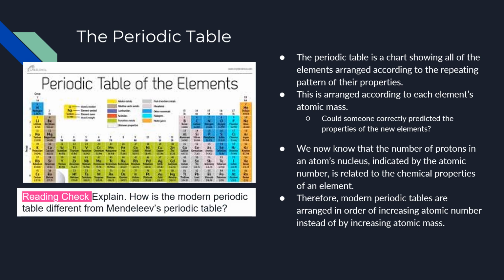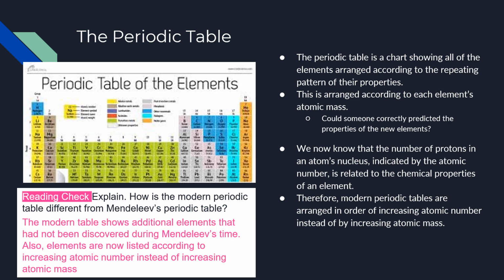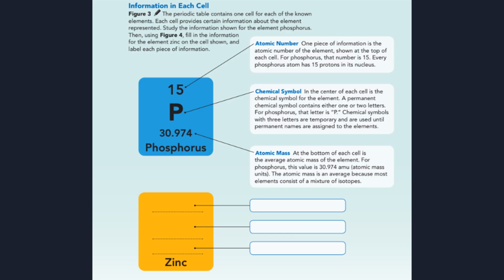So, we need to do a reading check. Explain, how is the modern periodic table different from Mendeleev's periodic table? The modern table shows additional elements that had not been discovered during Mendeleev's time. Also, elements are now listed according to increasing atomic number instead of increasing atomic mass.